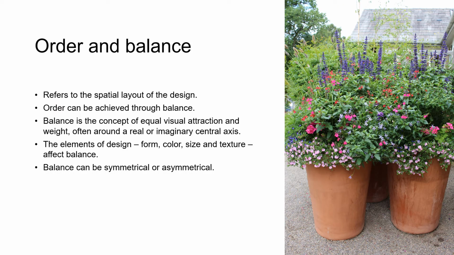In textbooks on landscape design, order is defined as the big picture or the overall framework or organization of a design. And it refers to the spatial layout of the design. I have to admit that I find this a rather nebulous concept, and I find it much easier to understand when we talk about how order can be achieved through balance.